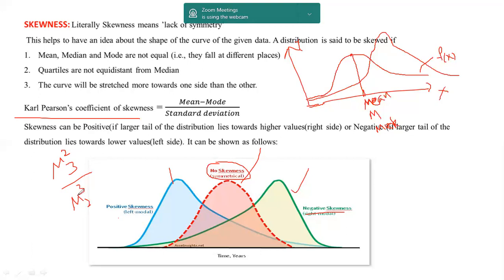Basically, in most cases skewness is represented with beta 1. Beta 1 is skewness and beta 2 is kurtosis, which we will see next. So beta 1 indicates the skewness, and we can get skewness in two ways. One is mean minus mode by standard deviation, which we also call Karl Pearson's coefficient of skewness, and the other is beta 1, which is mu3 square by mu2 cube.